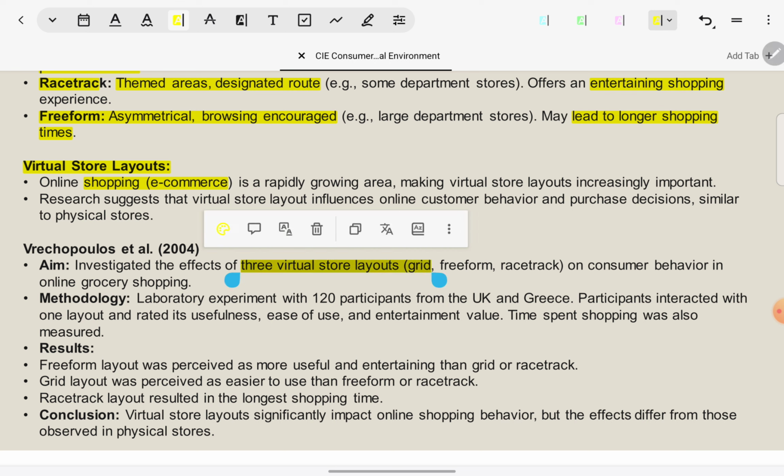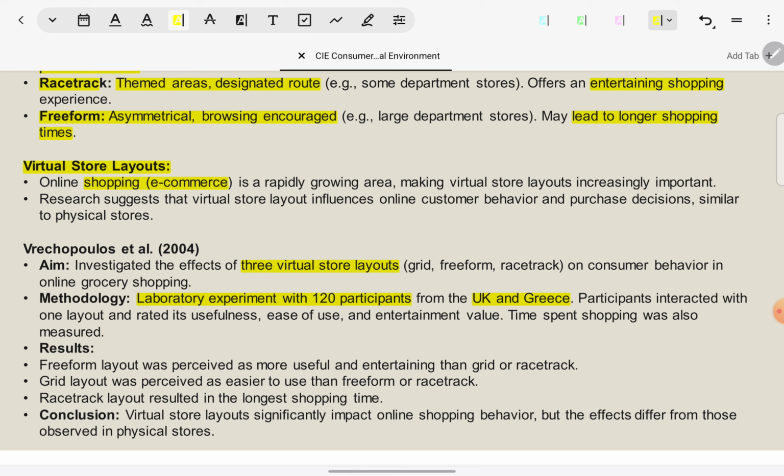So what Vrechopoulos et al. aimed to do was to see whether these 3 store layouts would get similar responses from consumers virtually as they get physically. For example, would grid layout be found to be time saving and highly organized even if it's adapted virtually, just like it is found to be physically? So these researchers did a simple laboratory experiment. They had 120 participants from UK and Greece. So they've represented different cultures.